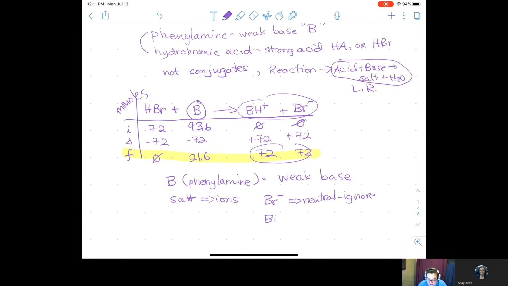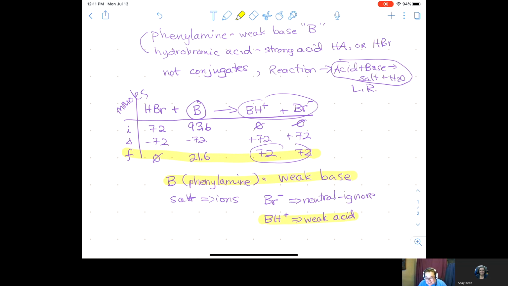But the BH plus ion is the conjugate acid of phenylamine. It's the phenylammonium ion, which means it is a weak acid. The conjugate of a weak base is a weak acid. The conjugate of a weak acid is a weak base. So the two things I have in my container that I now have to pay attention to are phenylamine and phenylammonium ion. I have two things in my container. One is an acid, one is a base.